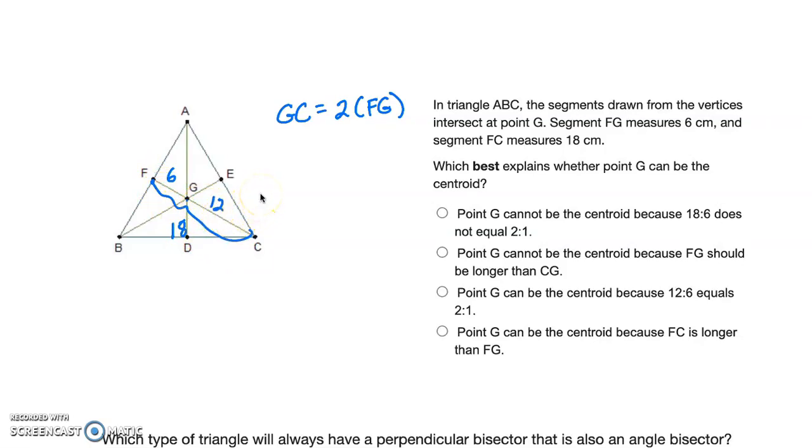And then we say, well, is 12 2 times 6? That is true. 12 equals 12. So the ratio of this side to this side is equal to 2 to 1. That's another way of writing ratios. 12 to 6 is just like reducing a fraction: 12 divided by 6 is 2, 6 divided by 6 is 1, so the ratio is 2 to 1, which is what we need. If there's a ratio of 2 to 1, then it is a centroid. So point G can be a centroid because 12 to 6 is equal to 2 to 1.